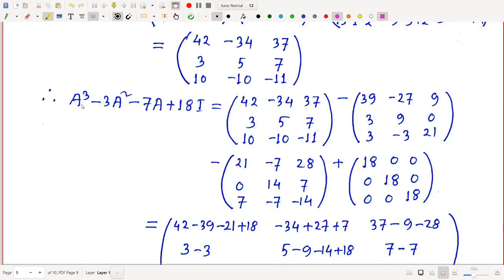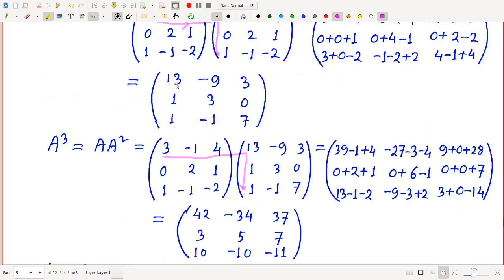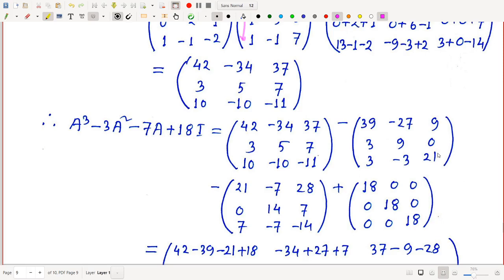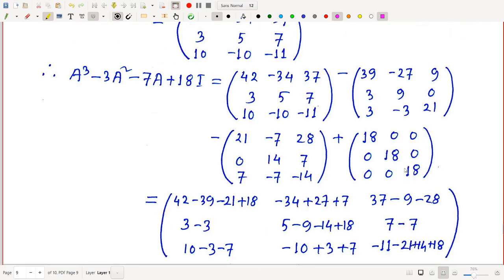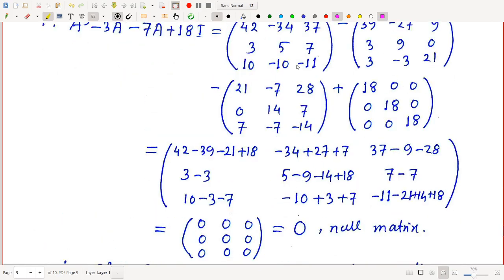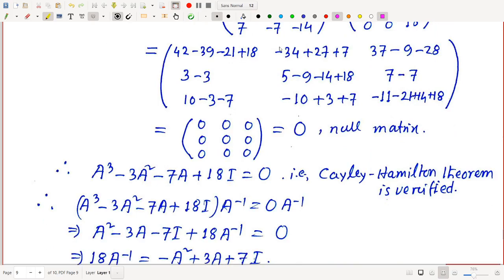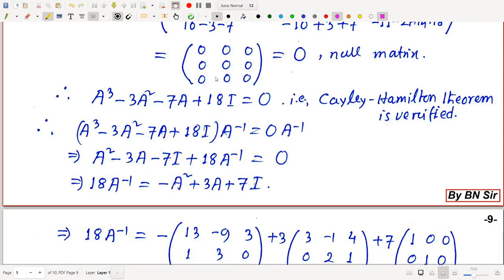Now, A cube minus 3A square minus 7A plus 18I. So A cube will be substituted. 3A square, A square you have calculated and multiplied by 3. Directly the values we have substituted here, and then minus 7A, A is already there, multiplied by 7, and 18I means diagonally there will be only 18. And now the usual addition and subtraction of matrices, all of us know, corresponding elements are added or subtracted as the case may be. So you have got all zeros, so this is the null matrix capital O. Therefore A cube minus 3A square minus 7A plus 18I equal to O. That is, Cayley-Hamilton theorem is verified.